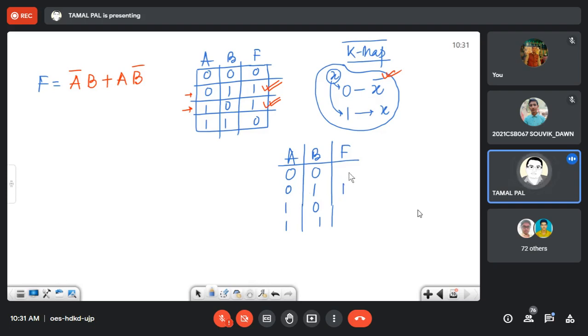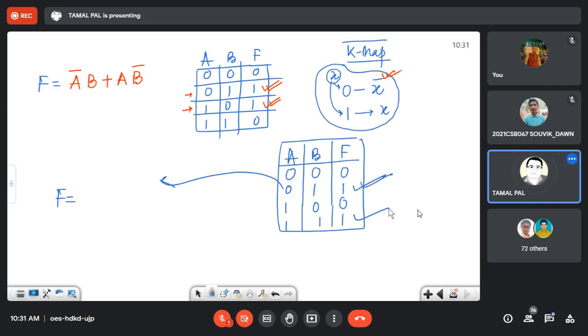Let's say this is 0, 1, and this is 1. I'm taking one random expression. Now, what is the expression for it? We identify this row and this row because the output is 1 here. For this row, A is 0, B is 1, so we have to write A complement B.